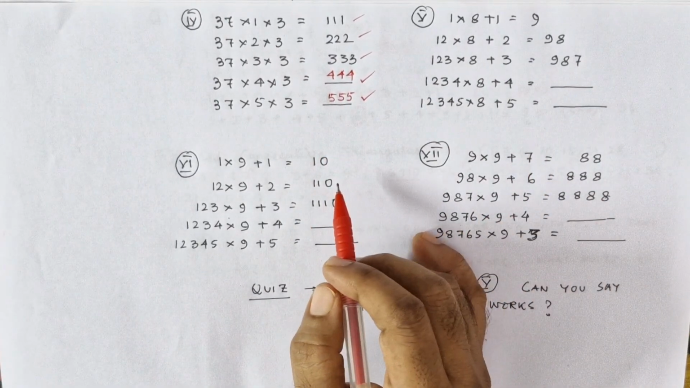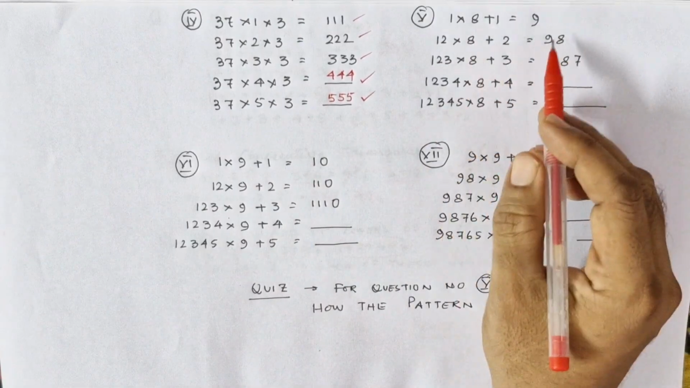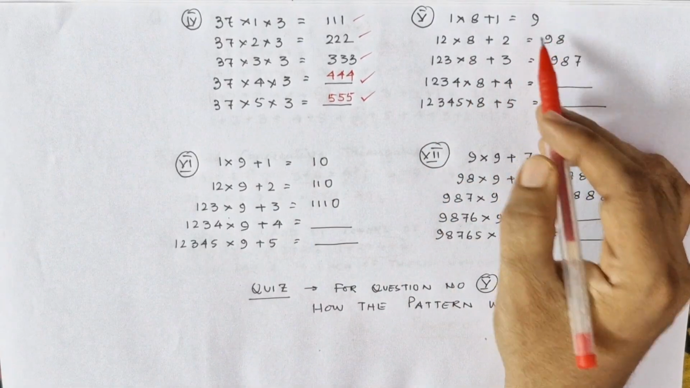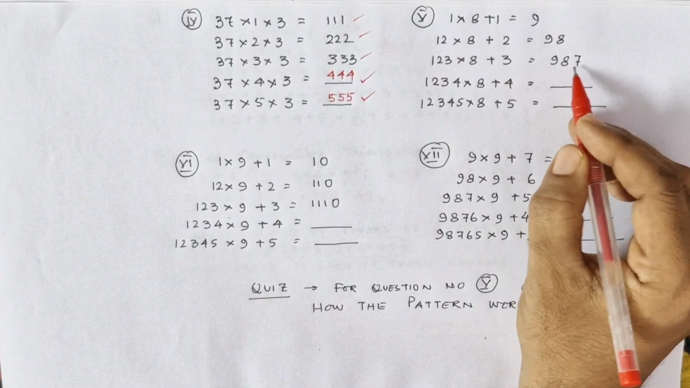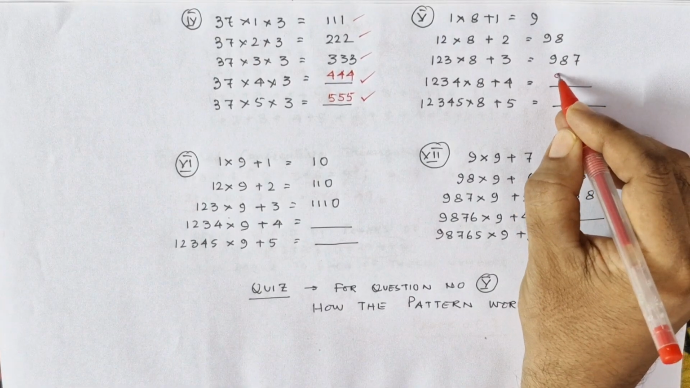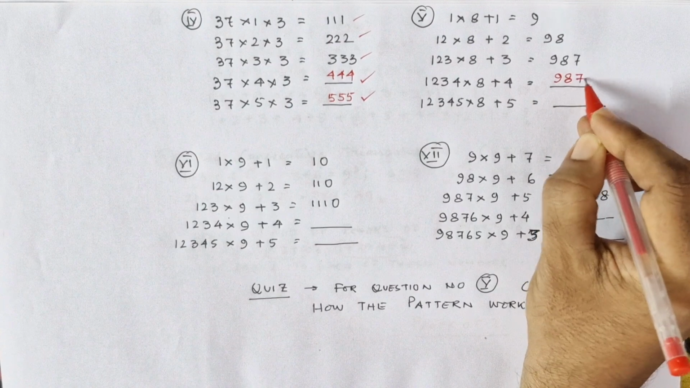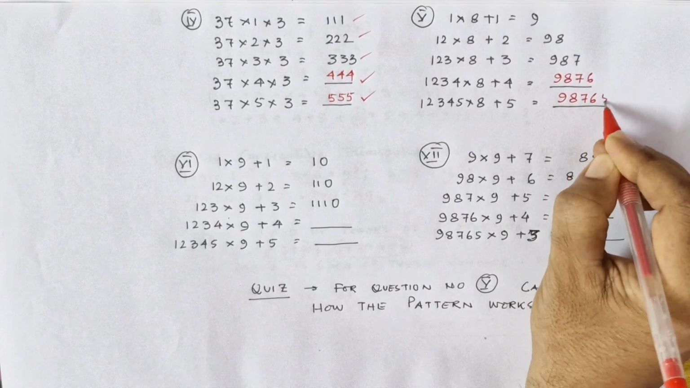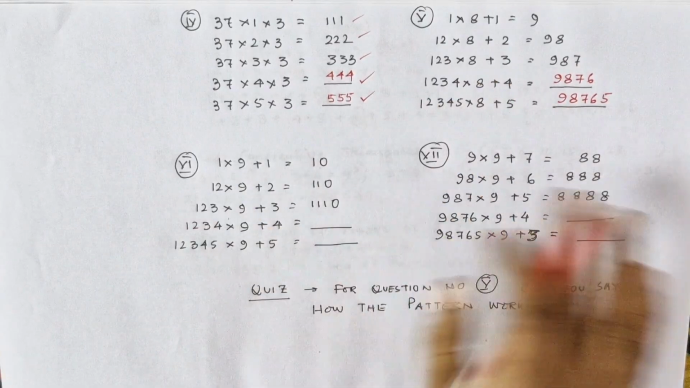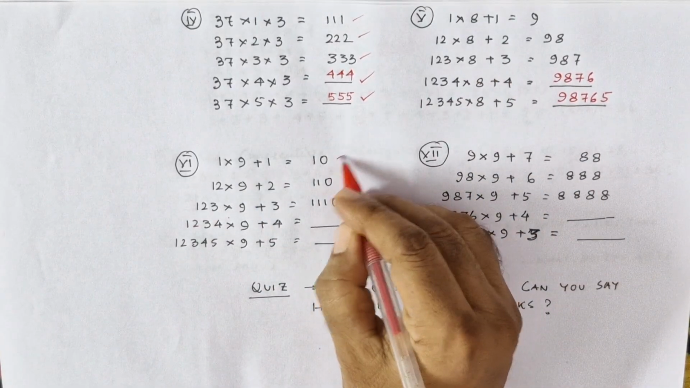Similarly, if you move to the next one, you try to understand the pattern. This is 9, 98, 987. So minus 1 for each digit. So it will come 9876, and this one will be 98765. Got it? This becomes very easy once you know this pattern.